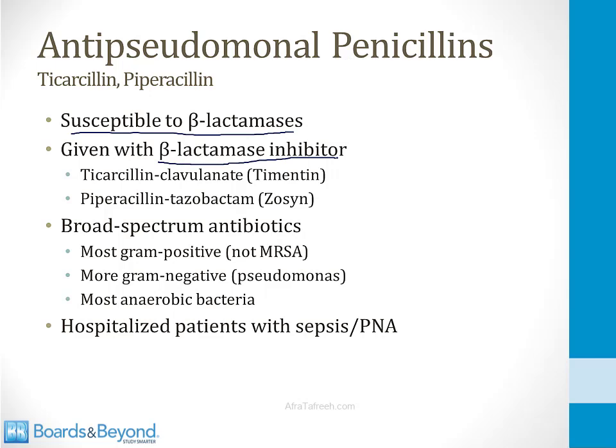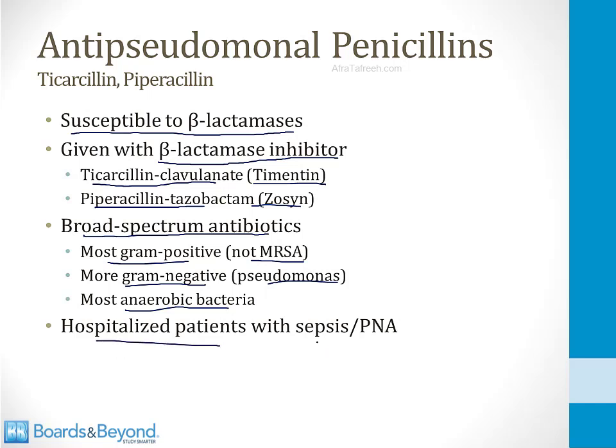Once you combine one of these drugs with a beta-lactamase inhibitor, you now have a very powerful drug because it can penetrate most gram-negative bacteria and it resists beta-lactamase enzymes. So ticarcillin is sold with clavulanic acid, that's called Timentin, and piperacillin is sold with tazobactam, that's called Zosyn. These are very broad-spectrum antibiotics. These combinations cover most gram-positive bacteria except for MRSA. They cover most gram-negative bacteria, including Pseudomonas, and they cover most anaerobic bacteria. And these are usually reserved for very sick patients, usually hospitalized patients who have sepsis or pneumonia, often due to gram-negative bacteria. And that concludes our module on the penicillins.